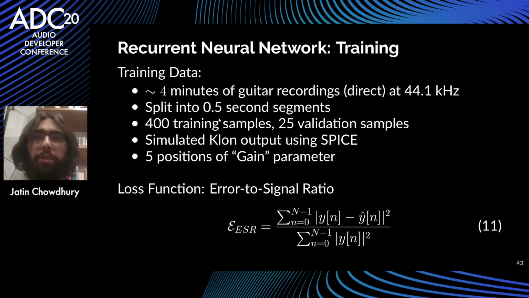So I split this recording into a bunch of training and validation samples, and then I simulated the output of the gain stage circuit using a SPICE simulation. As I mentioned at the beginning, the actual pedal is like $3,000, so I couldn't just go out and buy one. So instead, I just used a SPICE simulation. But obviously, if you had the real pedal, that would be preferable.